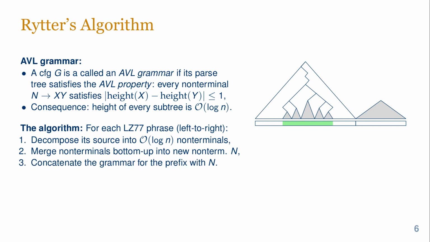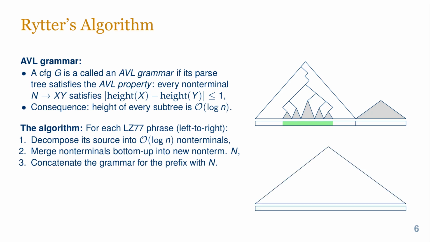We then again perform the standard concatenation of AVL trees, this time for the grammar of the first k phrases and the just created non-terminal expanding to the current phrase. This restores the invariant of having the grammar expanding to the first k+1 phrases.